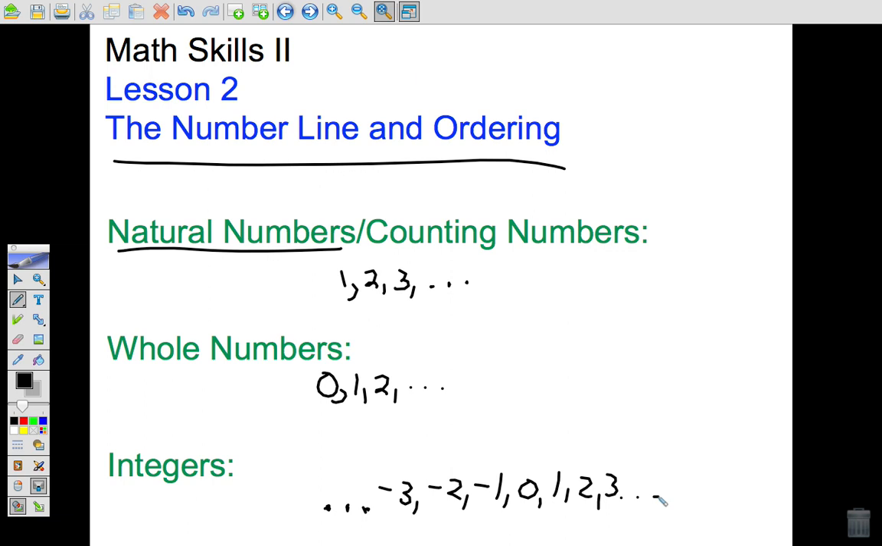So the integers really are the whole numbers, and then we have some negative numbers in there, don't we? And the dots at both ends mean that it keeps on going in both directions. So in other words, on the left, next I'd have a -4, and then a -5, and then -6, and they keep on going. And over here I'd have 4, 5, and 6, and they keep on going. So notice the difference between naturals, wholes, and integers.